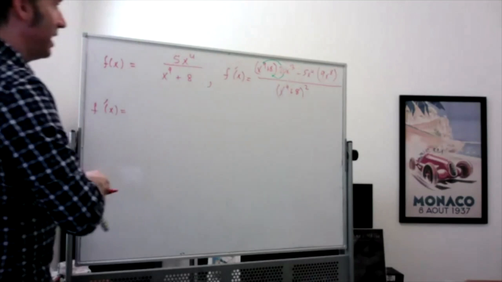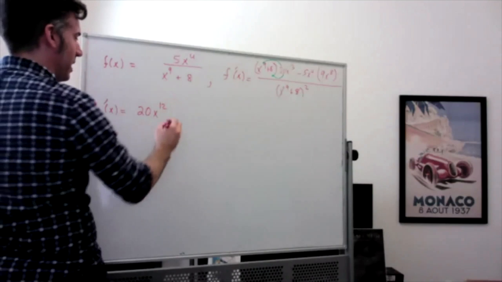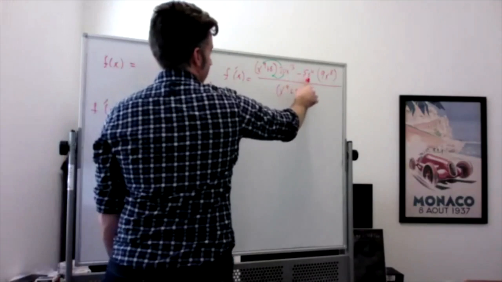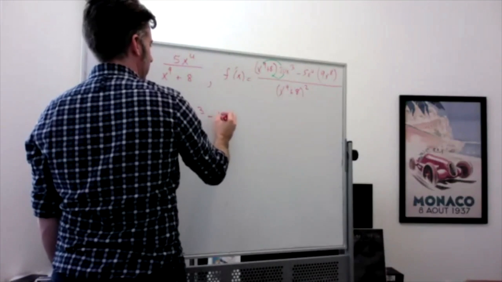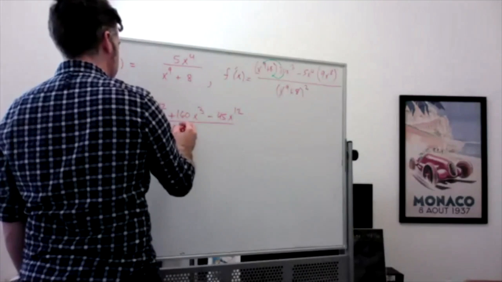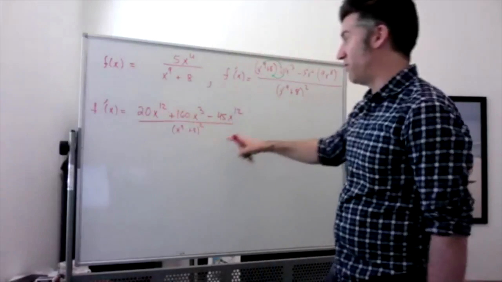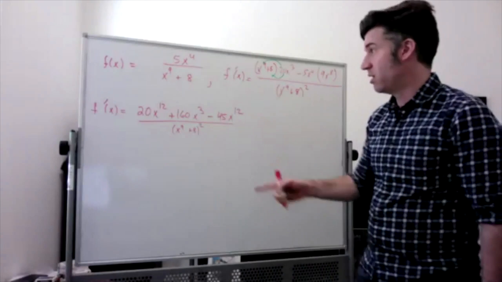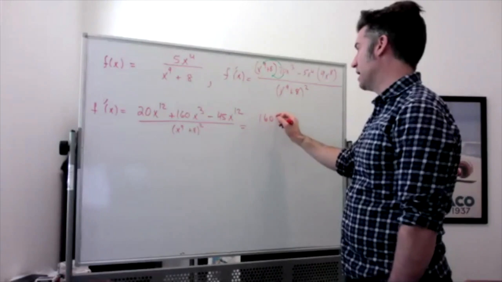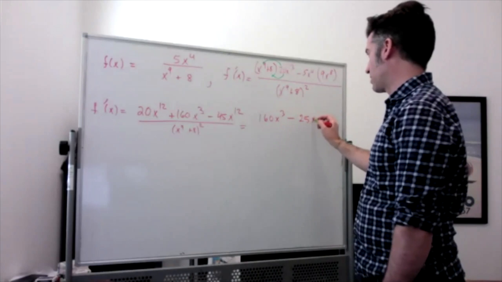20x cubed times x to the ninth is 20x to the 12th. 20x cubed times 8 is 160x cubed. And minus 5x to the 4th times 9x to the 8th is minus 45x to the 12th. All of the same thing. And now I would, in this case, also take the additional step, since I have something to the 12th and something else to the 12th, of combining those terms. 20 minus 45 is negative 25. So I'm going to write this as 160x cubed minus 25x to the 12th, all over the same denominator.